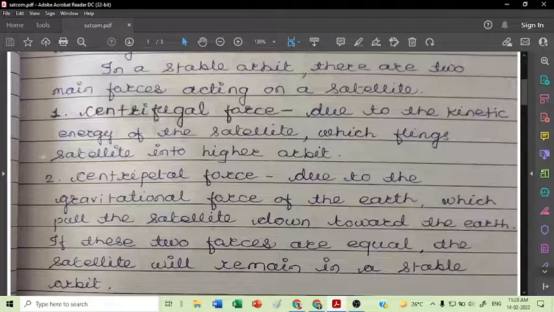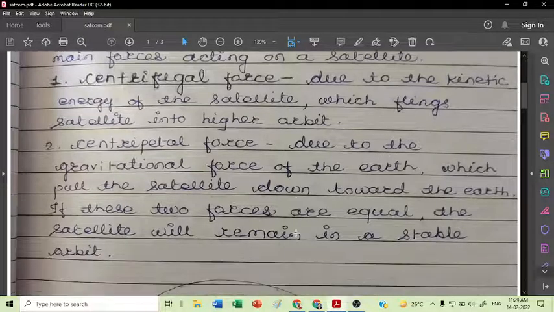And the second force is centripetal force. It is due to the gravitational force of the earth, which pulls the satellite down towards the earth. Now if these two forces are equal, then the satellite will remain in a stable orbit. This is the condition for a satellite to remain in a stable orbit: the centrifugal force must be equal to the centripetal force.